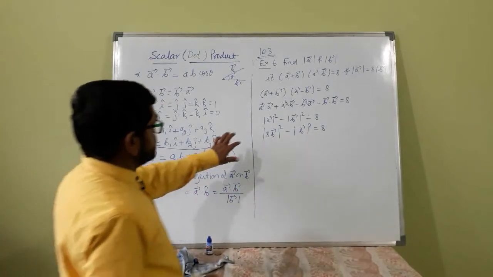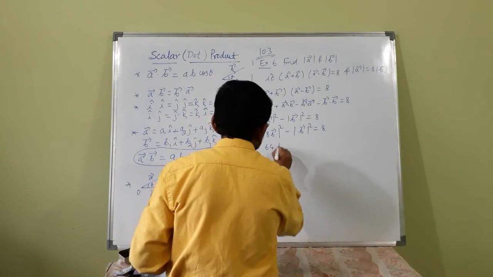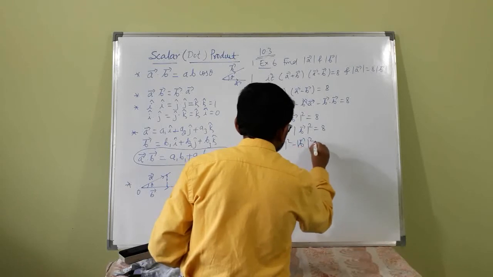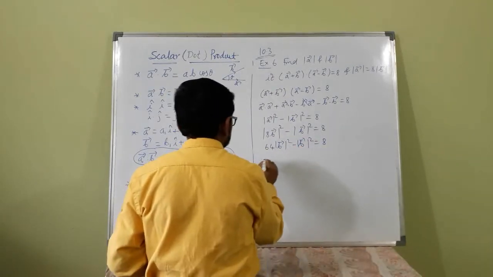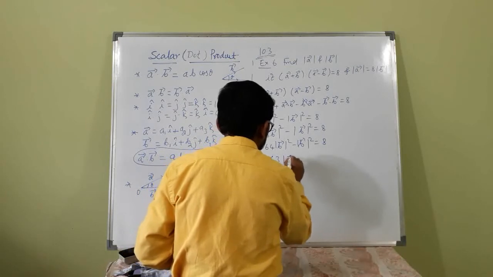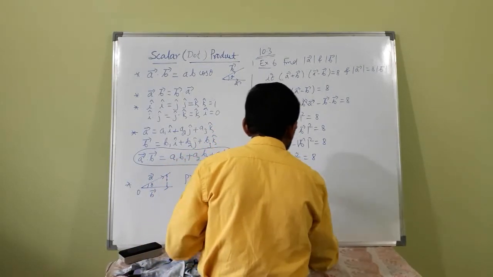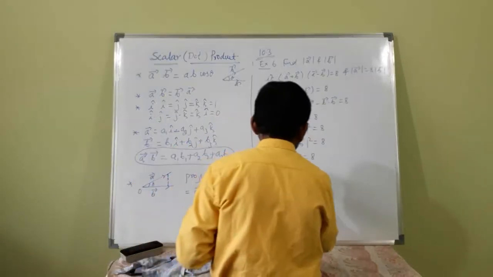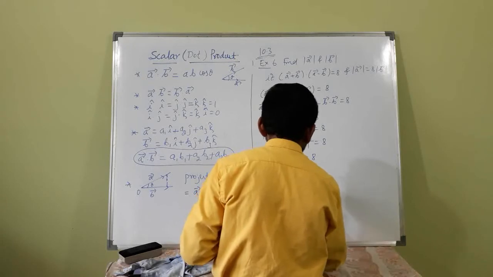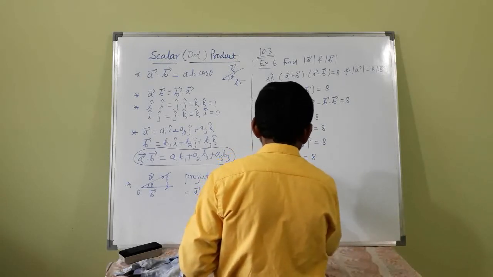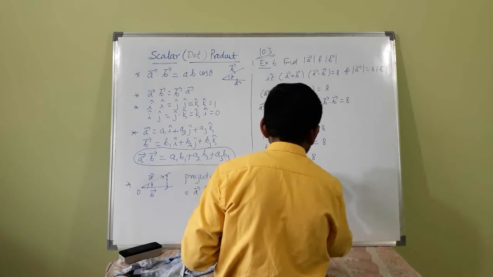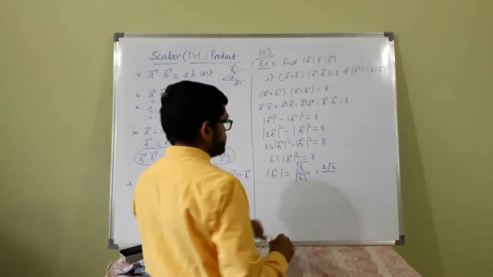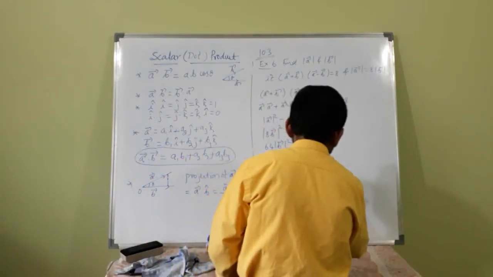Okay. So, this is 64 times magnitude of B square minus magnitude of B squared is equal to 8. Therefore, 63 B square is equal to 8, or magnitude of B is equal to square root of 8 over 63. This is 2 root 2 divided by 3 root 7.